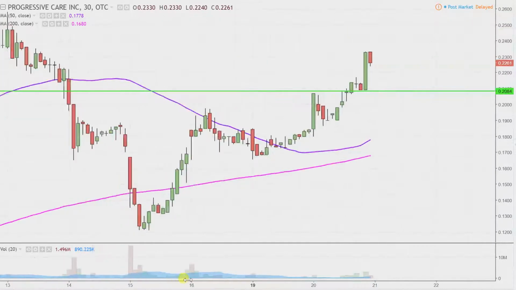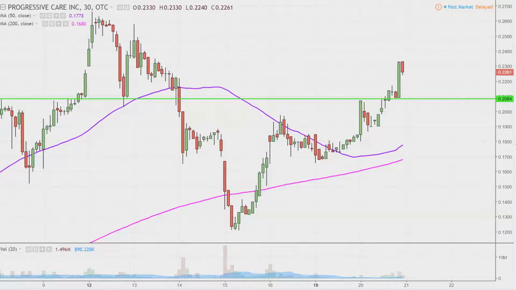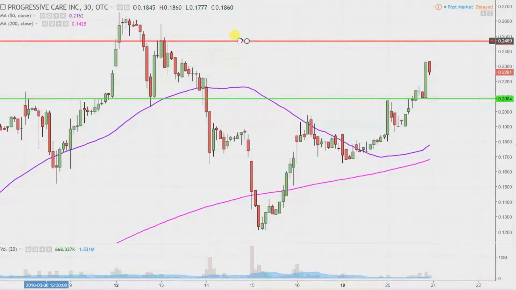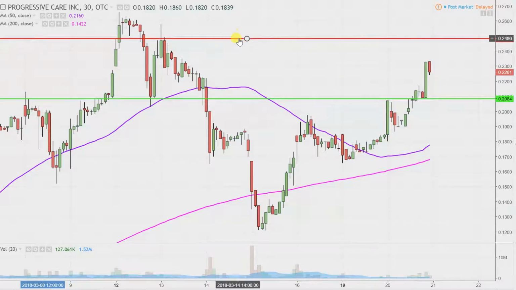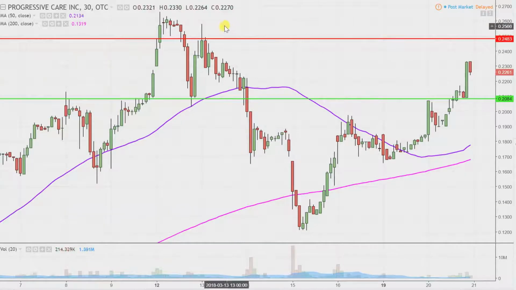Now, what about areas of resistance? If this upwards move is going to continue, where are some of these key battlegrounds at? In terms of next potential battlegrounds, the next one is going to be right up there around 25 cents. And then after 25 cents, essentially not until the highs up around 26 and a half. But one step at a time.